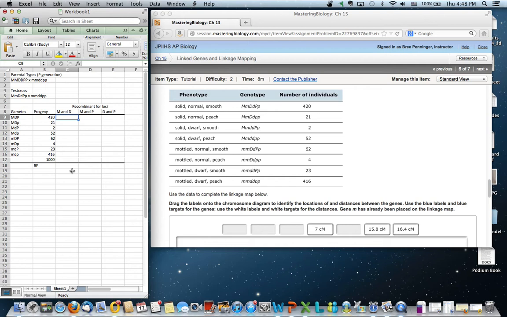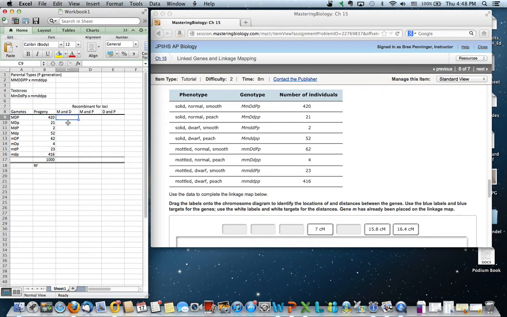So the first thing we're going to do is, for the loci M and D, do we have any recombinants? Now, these guys look like one of the parents, or both, but in this case, they look like one parent, so we can't call them a recombinant. So what we've got to do is go all the way down this whole first column and determine who the recombinants are of our offspring, our progeny.